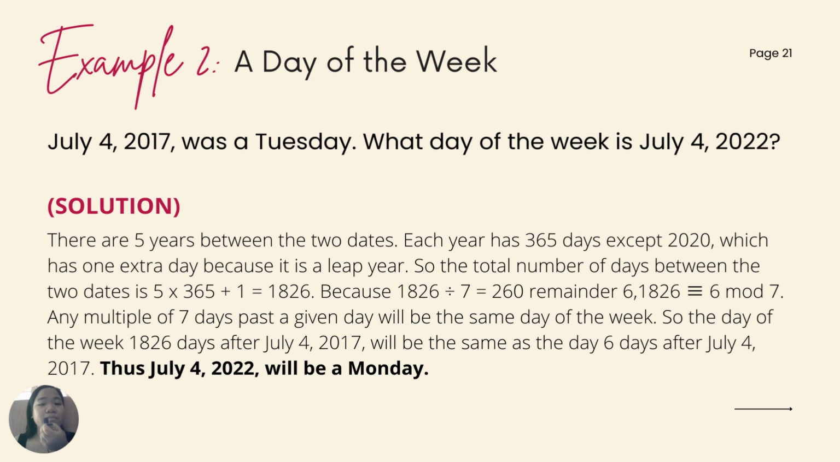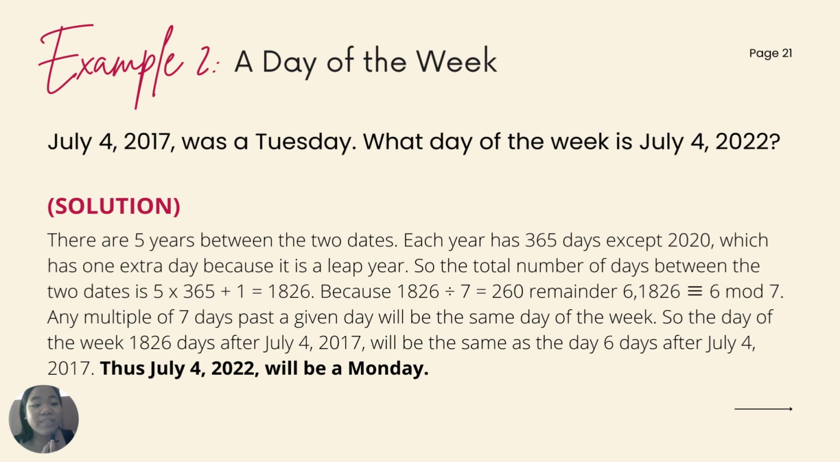Okay, so July 4, 2017 was a Tuesday. So what day of the week is July 4, 2022? Okay, so our solution: there are 5 years from 2017 to 2022. So there are 5 years between these two dates. Each year has 365 days, except 2020, which has an extra day because 2020 is a leap year.